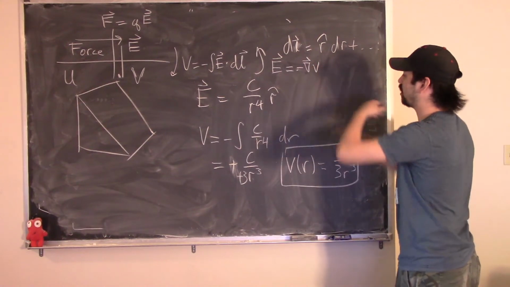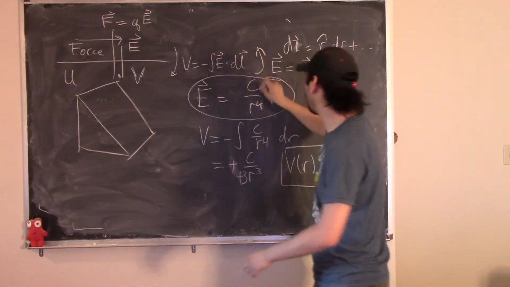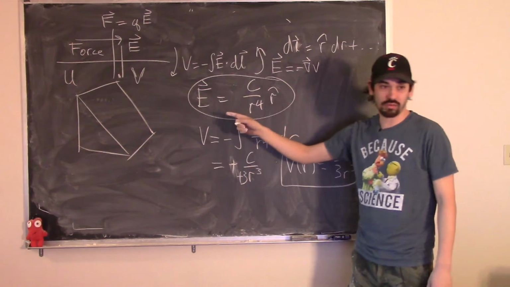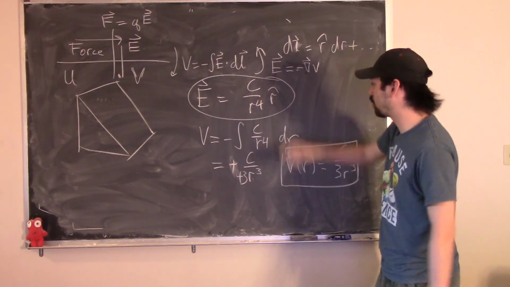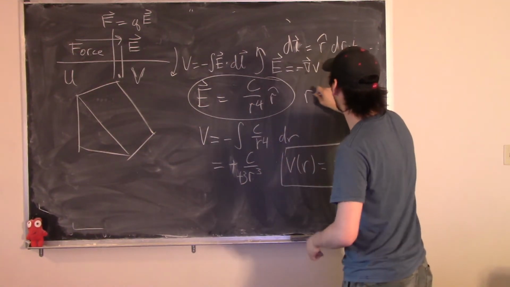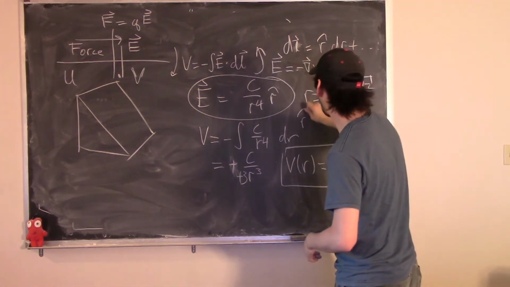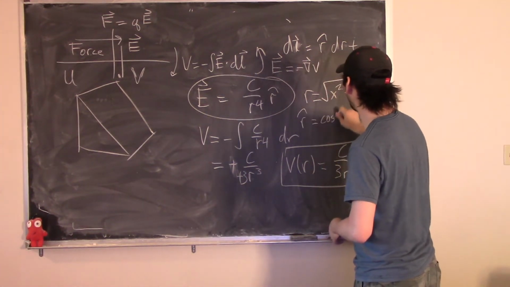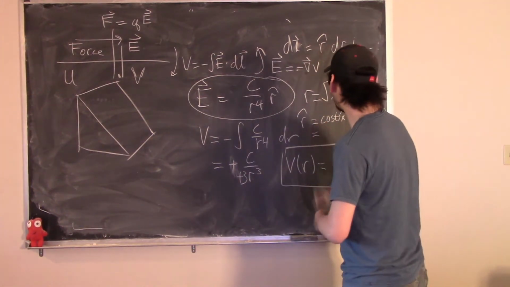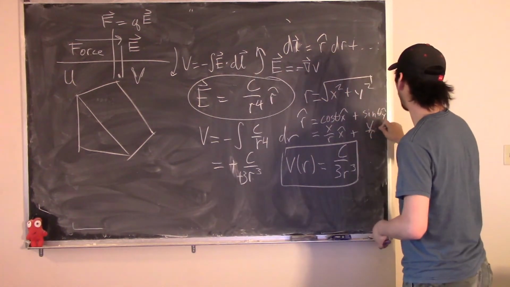by taking the negative gradient of it. But we already started from this electric field. So why not start from here and just write this in Cartesian coordinates, rather than in polar coordinates. In general here, r is going to be equal to the square root of x squared plus y squared. R hat is going to be equal to cosine of theta x hat plus sine of theta y hat, which is equal to x divided by r x hat plus y divided by r y hat.